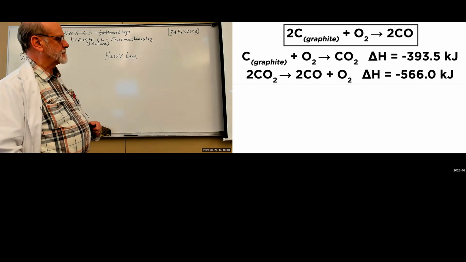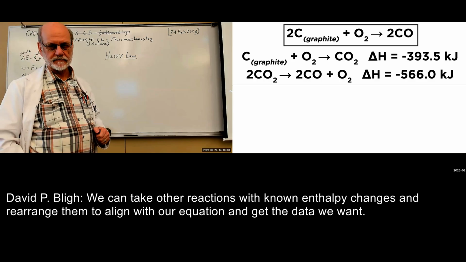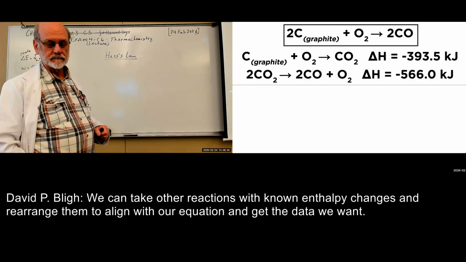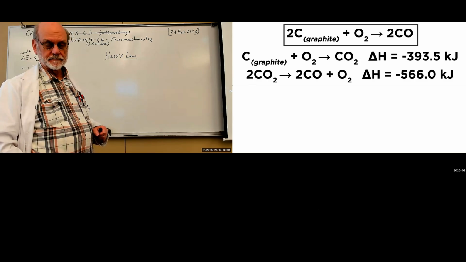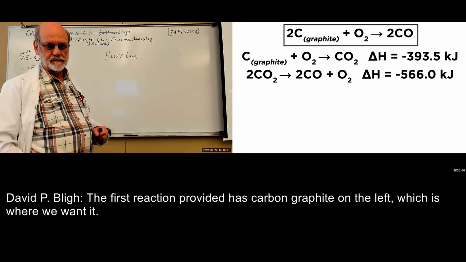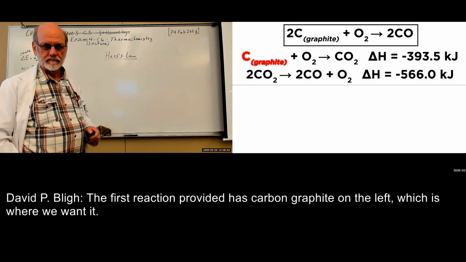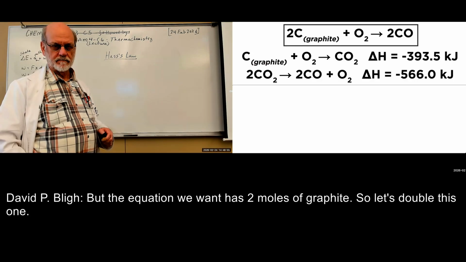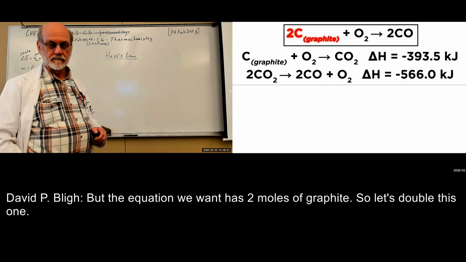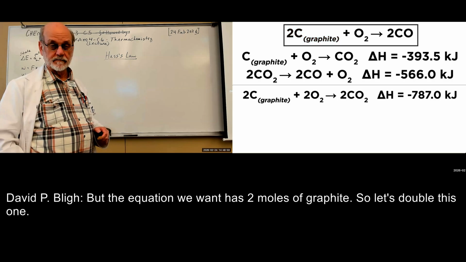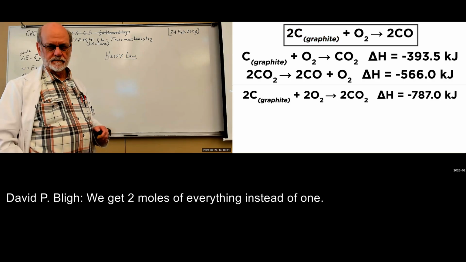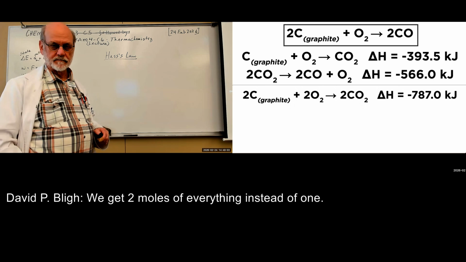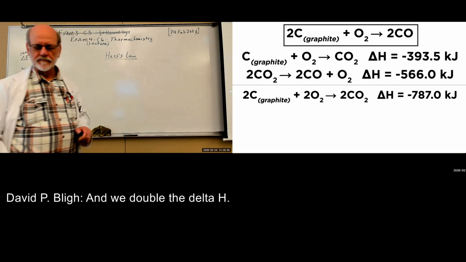We can take other reactions with known enthalpy changes and rearrange them to align with our equation and get the data we want. The first reaction provided has carbon graphite on the left, which is where we want it. But the equation we want has 2 moles of graphite, so let's double this one. We get 2 moles of everything instead of 1, and we double the delta H.